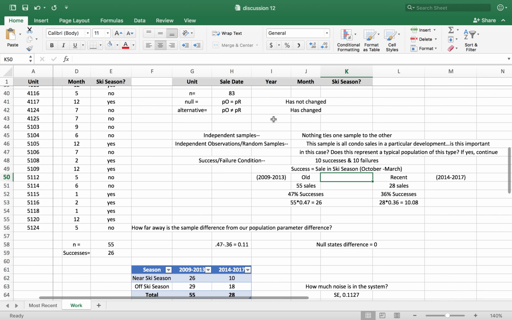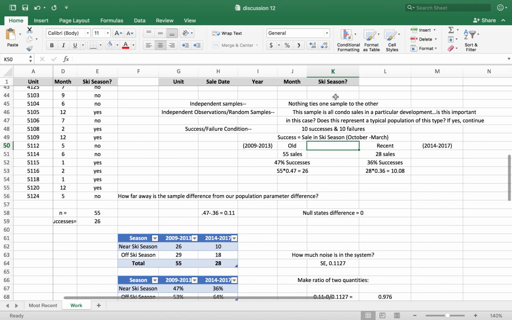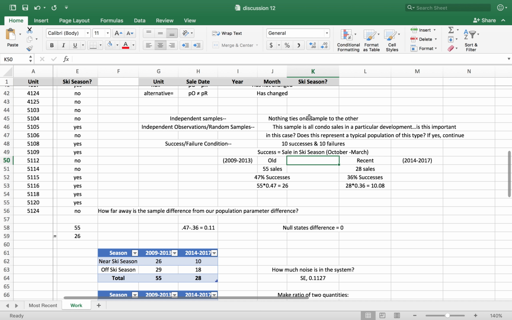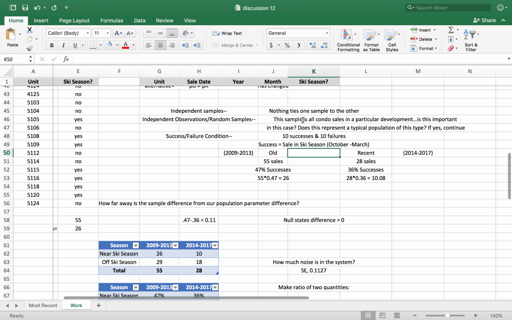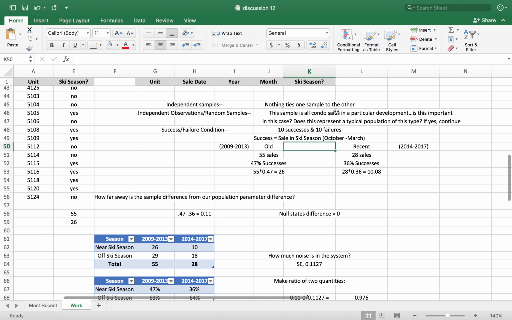Then we're going into step two, where we're going to make sure that it's appropriate. Nothing ties these two samples together, so they are independent samples. As far as independent observations and independent random samples, they're all condo sales in a particular development, but we have to look at whether this is typical of the population. So we're going to continue. Then we look at the success-failure condition: whether there are at least 10 successes and 10 failures.